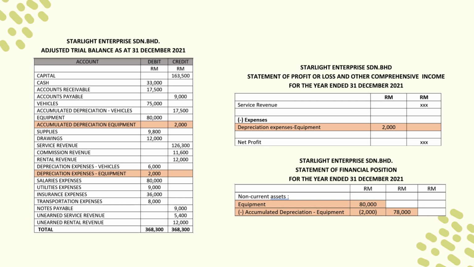From the statement of profit or loss, now we can open the statement of financial position for the year ended 31st December 2021. As we know, accumulated depreciation equipment is under equipment or non-current assets. So now we put it under equipment, where we deduct accumulated depreciation 2,000 ringgit.